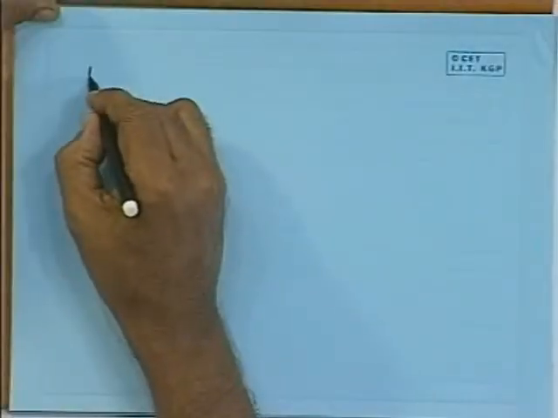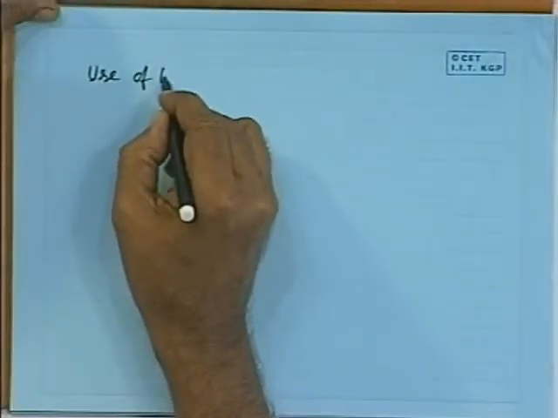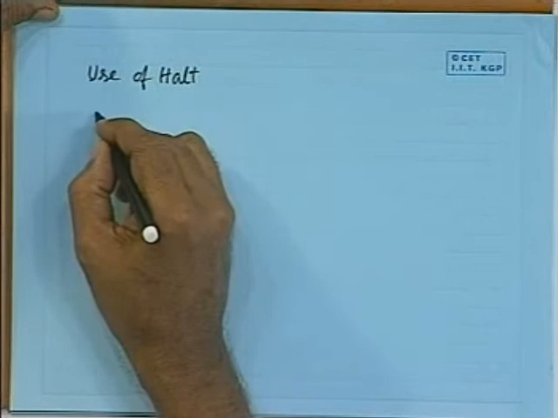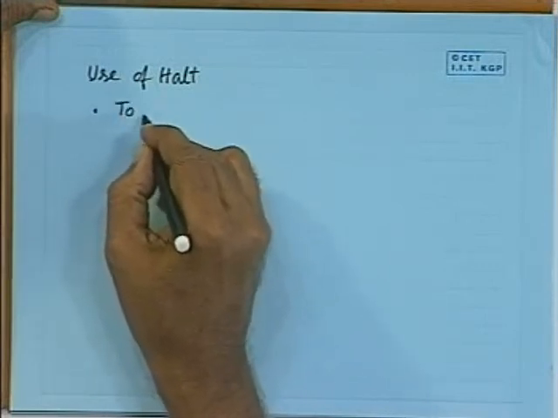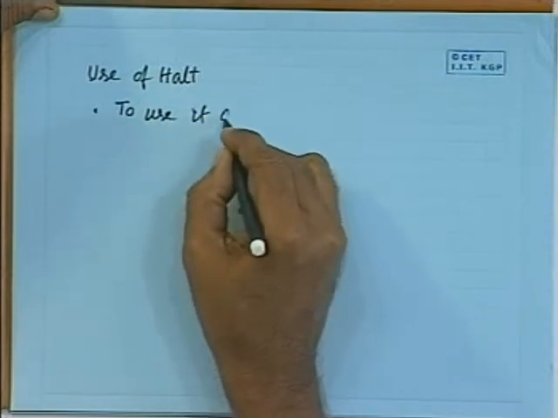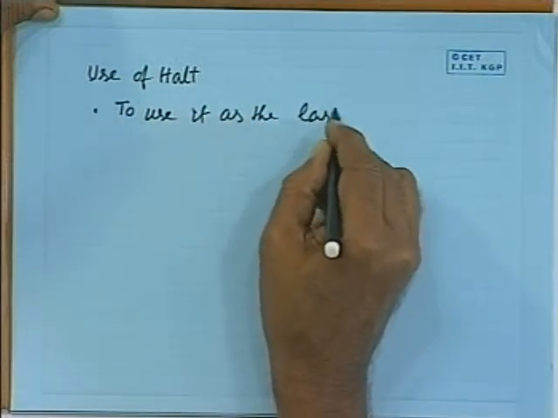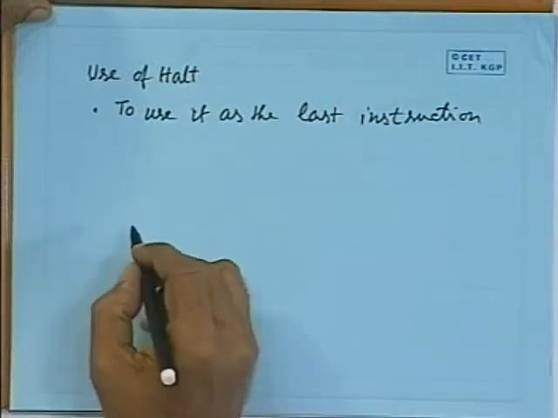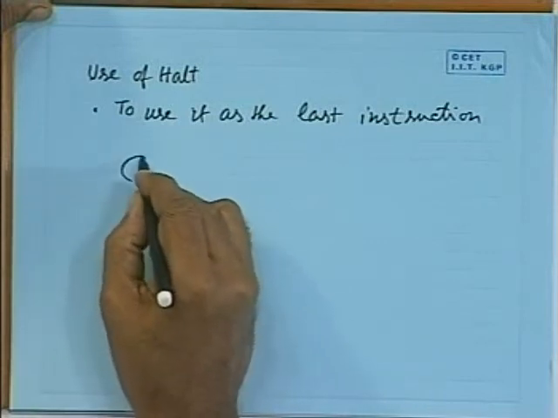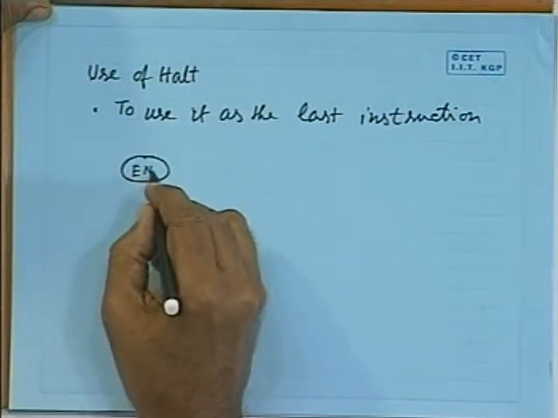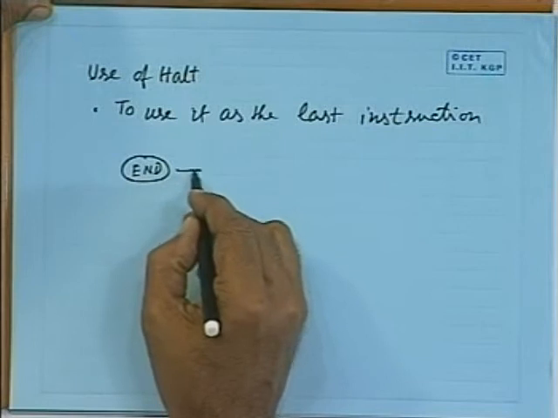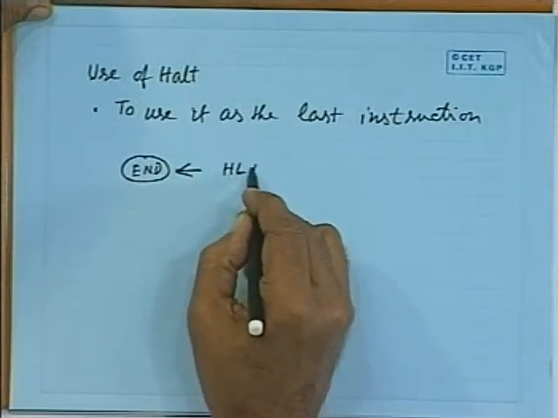Then why is it present? Actually, let us see the use of halt. One very important use of halt is to use it as the last instruction. You have seen that in your flowchart the last symbol that you use is end. What you normally do, this end operation is replaced by a halt instruction.